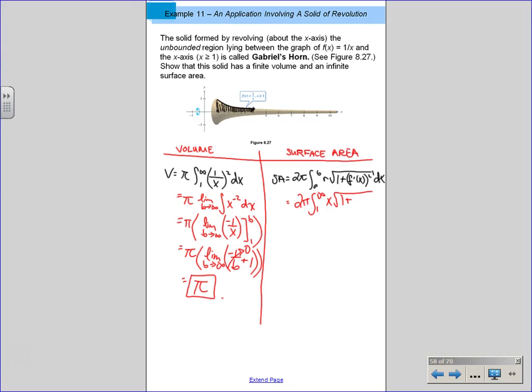What's the derivative of 1 over x? Why? Hold on, pause. What's the derivative? Good. Negative 1 over x squared. Squared would be 1 over x to the 4th, right? I know it says it's infinite, but let's show it mathematically. That's basically what we're doing.